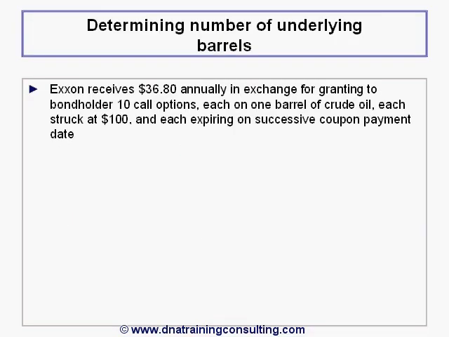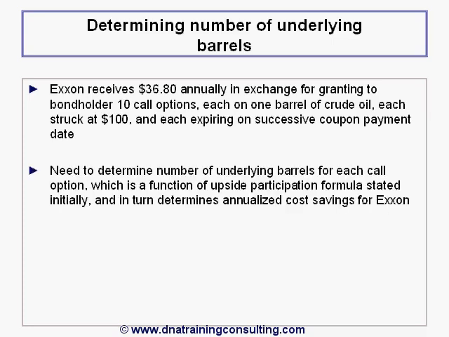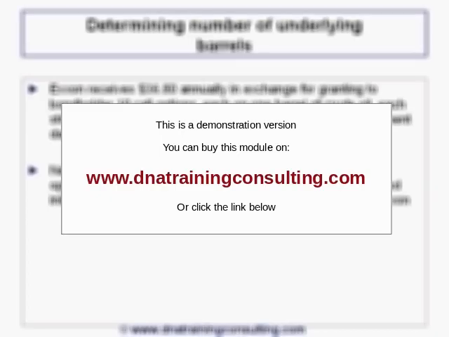This $36.80 is what Exxon receives annually in exchange for granting to the bondholder 10 call options, each on 1 barrel of crude oil, each struck at $100, and each expiring on a successive coupon payment date under the bond. We still need to determine the precise number of underlying barrels for each call option, which will be a function of the upside participation formula stated initially, and in turn will determine the annualized cost savings for Exxon.